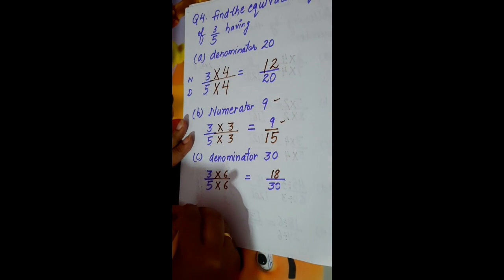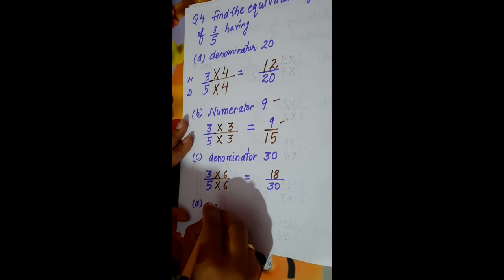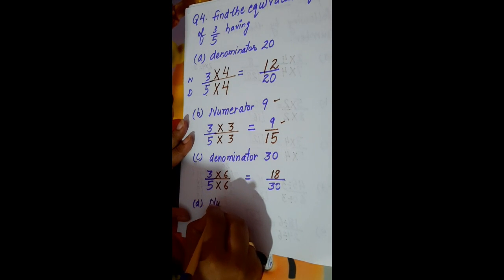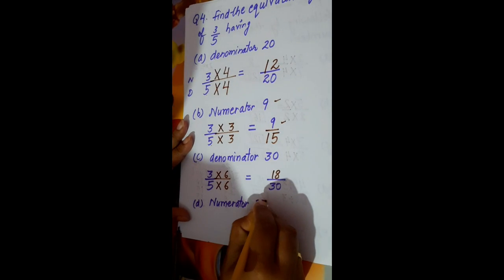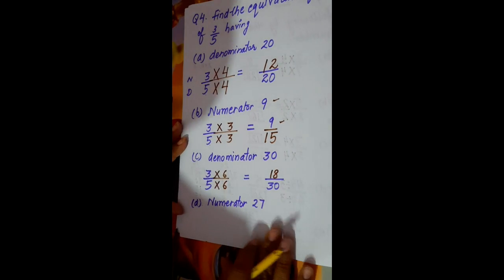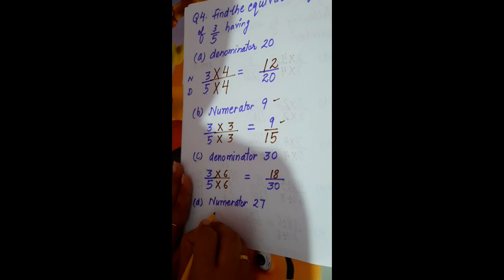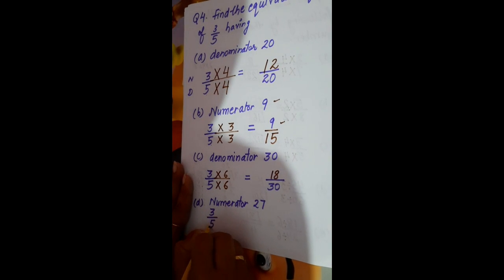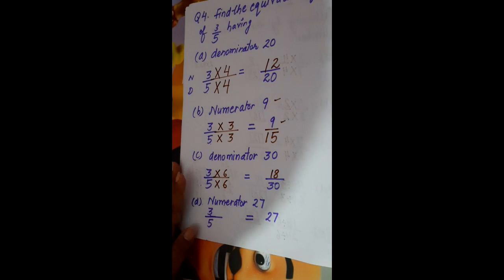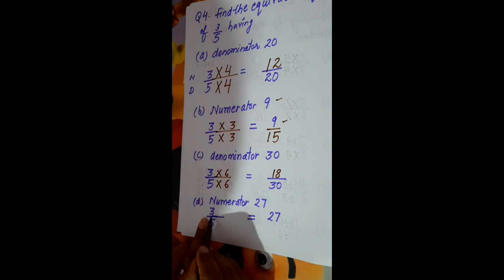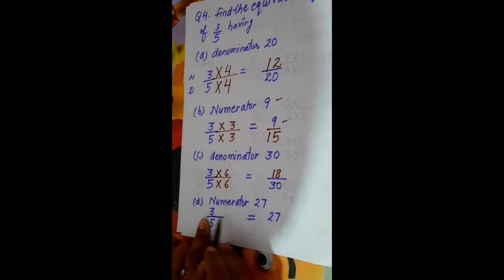Now next we have D part. D part is you have to find the equivalent fraction of 3 upon 5 having numerator 27. Numerator 27. So you have 3 upon 5, and I write 27 in the numerator. So by which number you multiply 3 so that you will get 27 in the numerator?